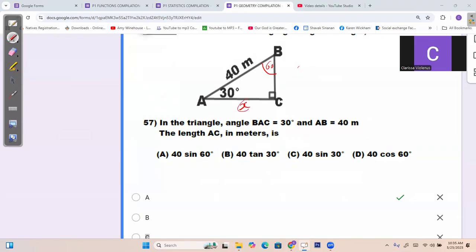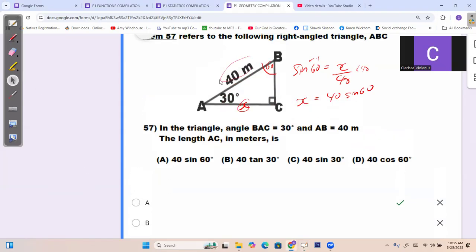So what is the opposite and the thing is sine? So sine 60 is equal to x over 40. So x is equal to, times 40 on both sides, so 40 sin 60. Let me see if that's an option. 40 sin 60, that's why the answer is A.